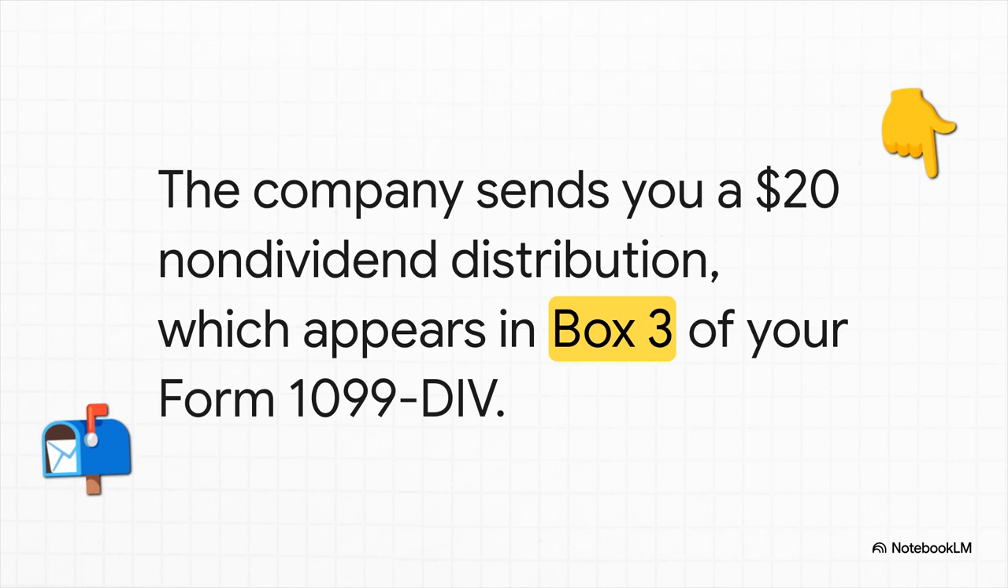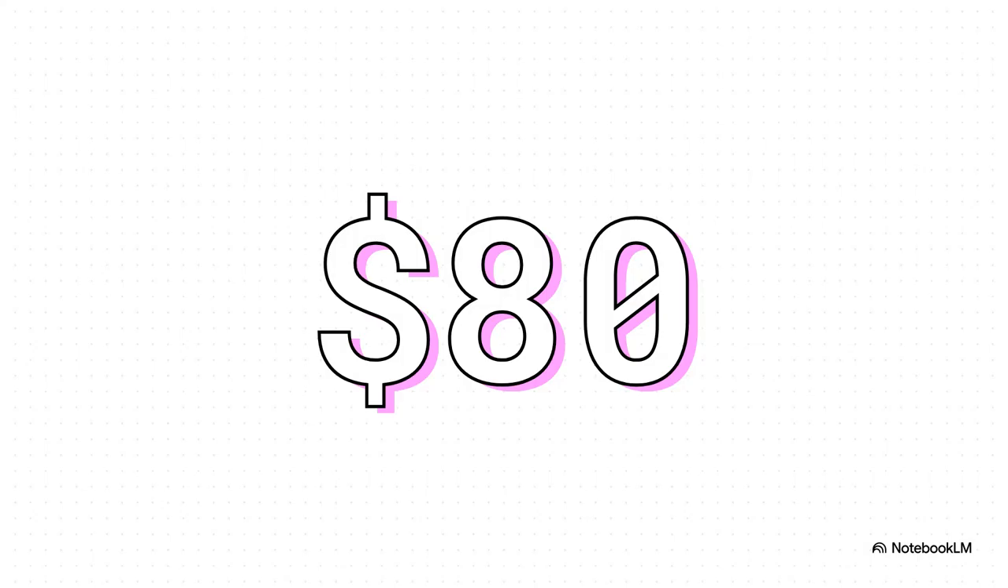All right, now fast forward a bit. The company sends you a $20 payment. You grab your 1099-DIV, and you see that $20 shows up in box 3. That's your clue. Box 3 means it's a return of capital. So what do you do with that 20 bucks? Well, you don't pay tax on it as income right now. Instead, you just subtract it from your original cost. So your cost basis, which started at 100, is now down to 80. You basically just got a little bit of your original investment back ahead of schedule.